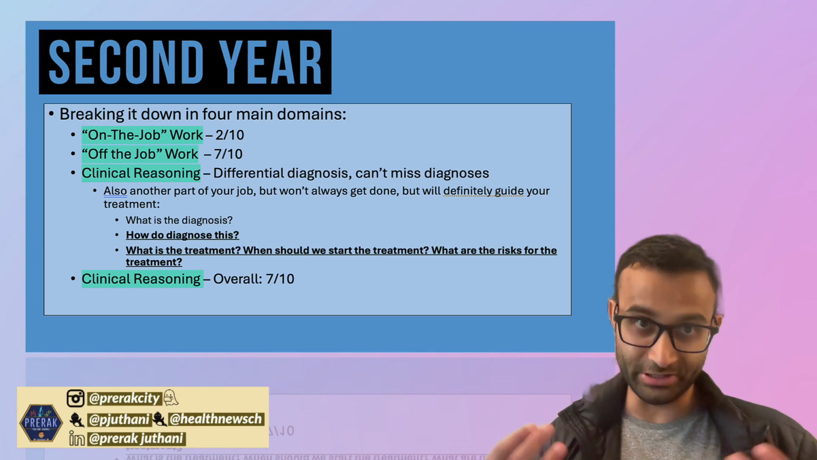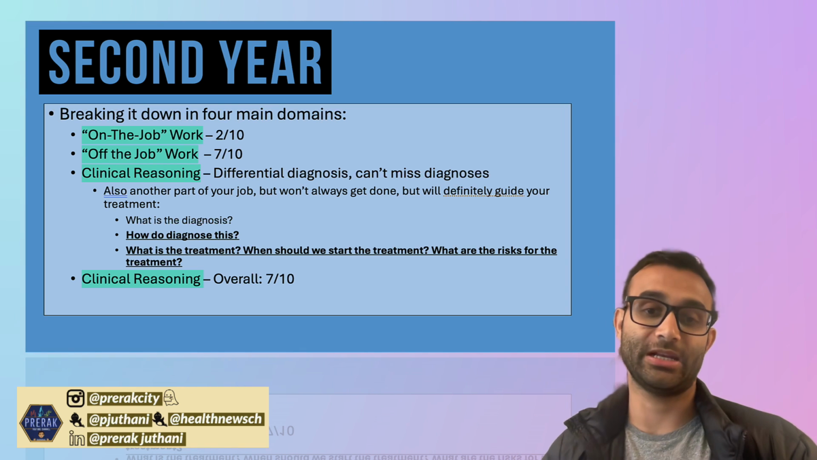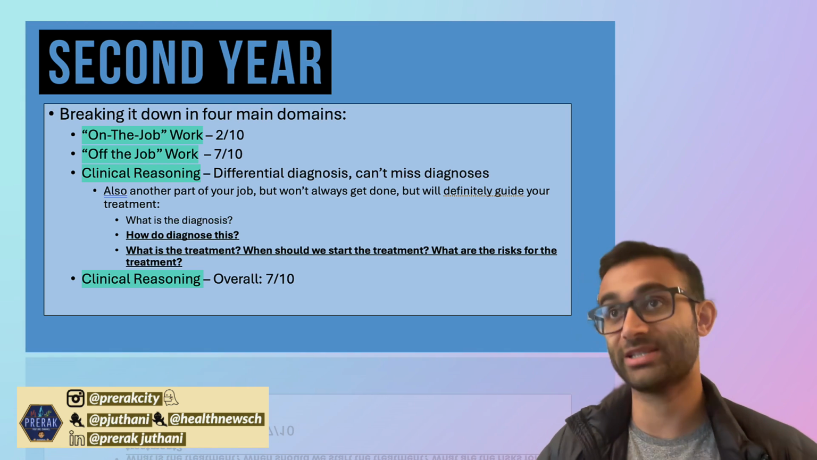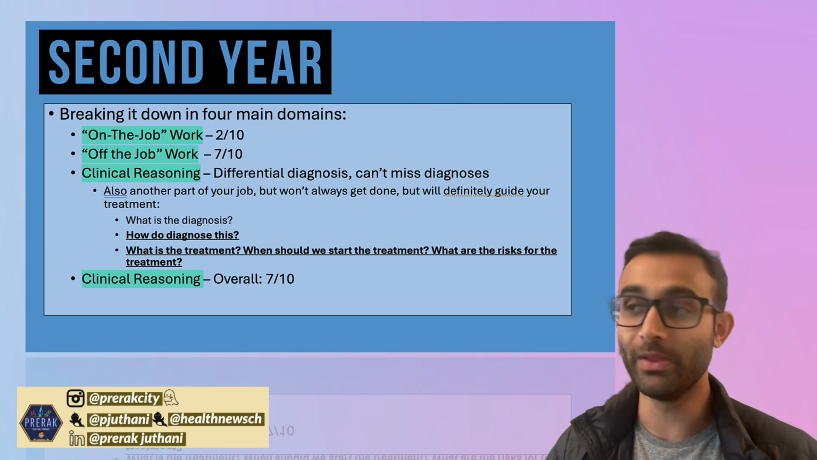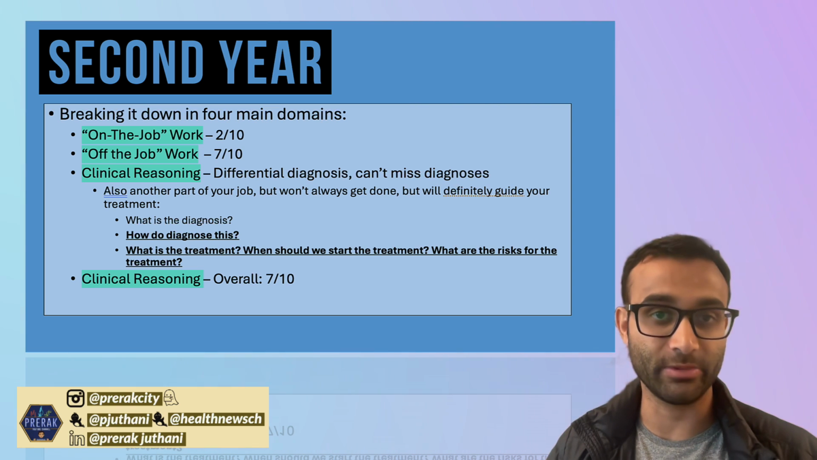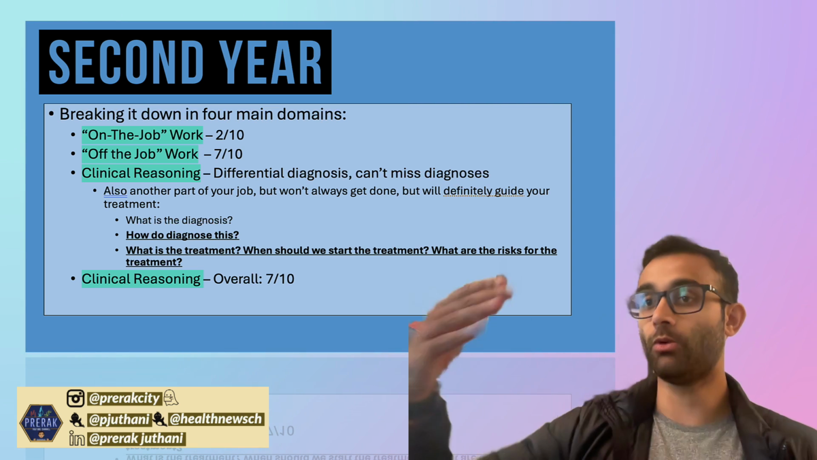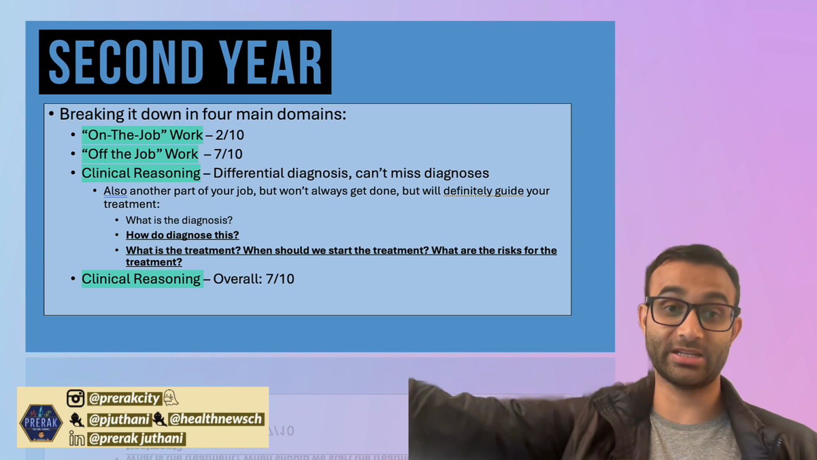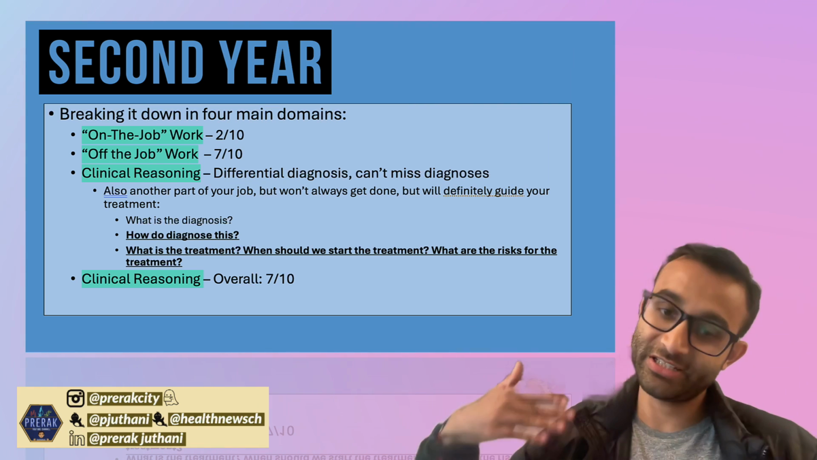So this is clinical reasoning, right? You need to think about what the diagnosis is. What is the treatment? What are the risks of the treatment? If I start someone on Bactrim, do I need to monitor them for hyperkalemia? If I do need to monitor them for hyperkalemia, what labs should I get in the future to make sure that it doesn't worsen? So you're doing a lot more of this in your second year.